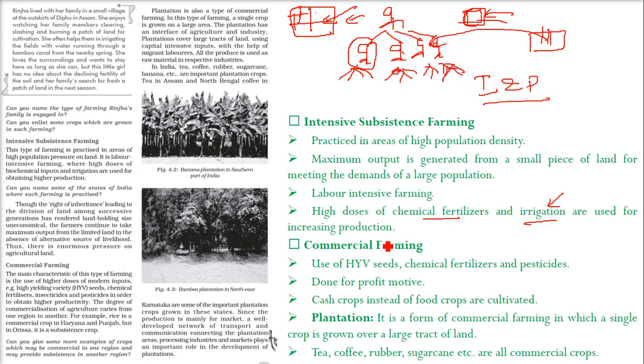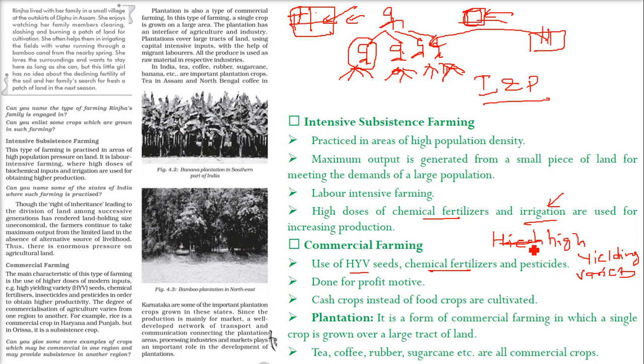Coming to commercial farming, they use special quality of HYV. HYV means high yielding variety. So this is what HYV means, high yielding variety seeds.